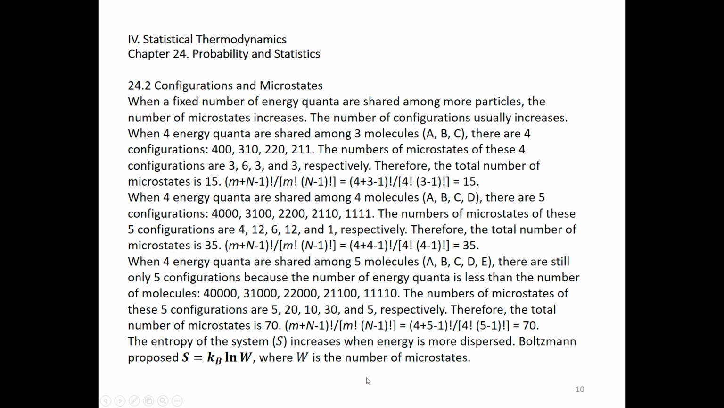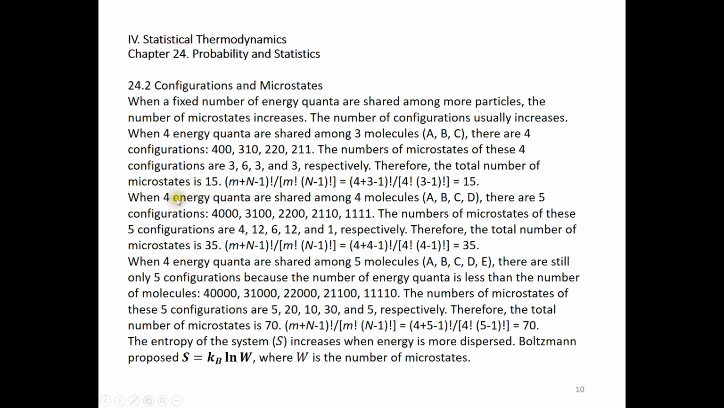When a fixed number of energy quanta are shared among more particles, the number of microstates increases. The number of configurations usually increases. So let's look at a few examples. When 4 energy quanta are shared among 3 molecules, we learned there are 4 configurations, and we have a total number of 15 microstates. Alright, we can just use this equation now. M is 4, N is 3. We plug in the equation, we get 15.